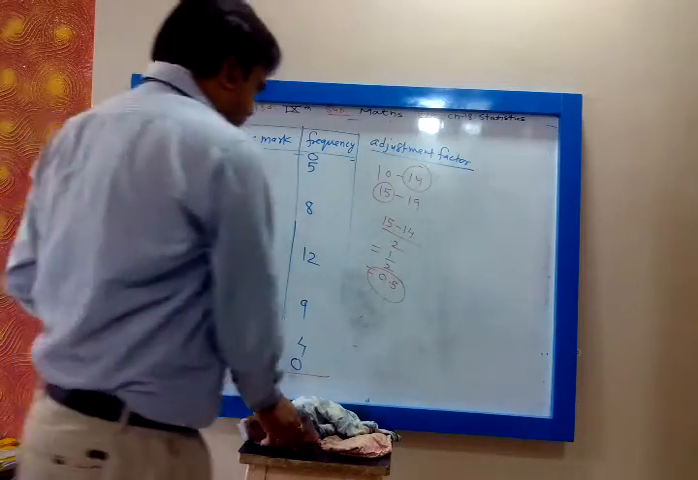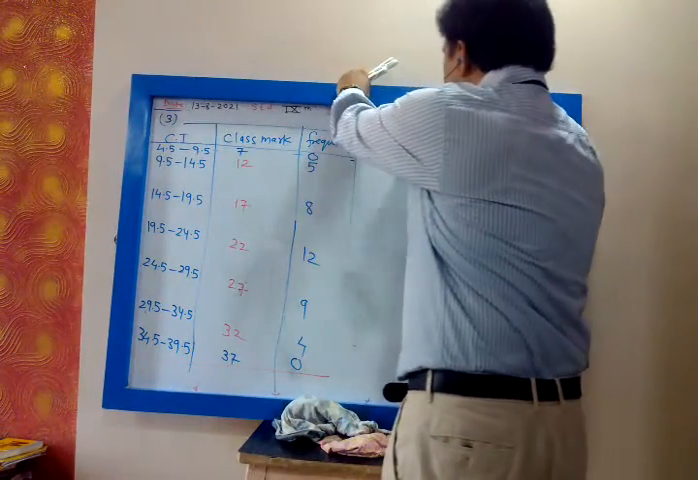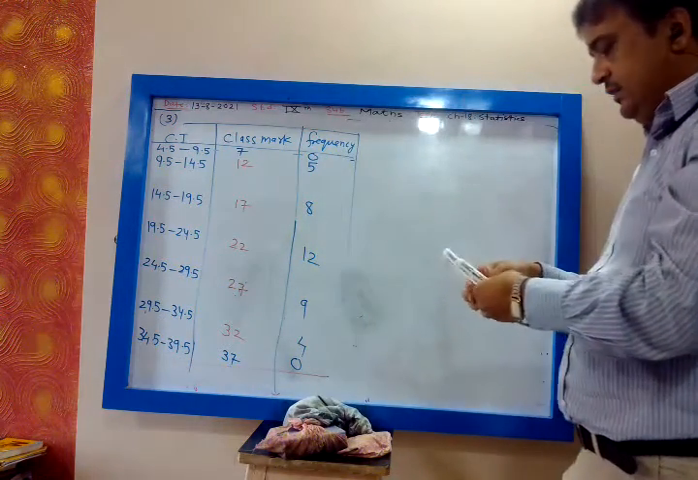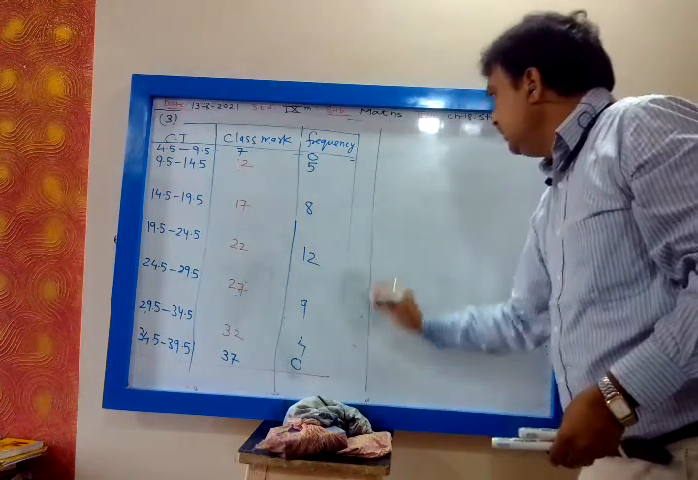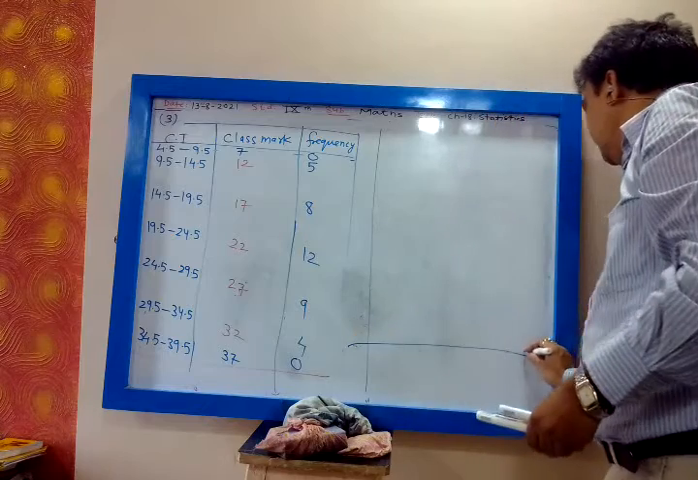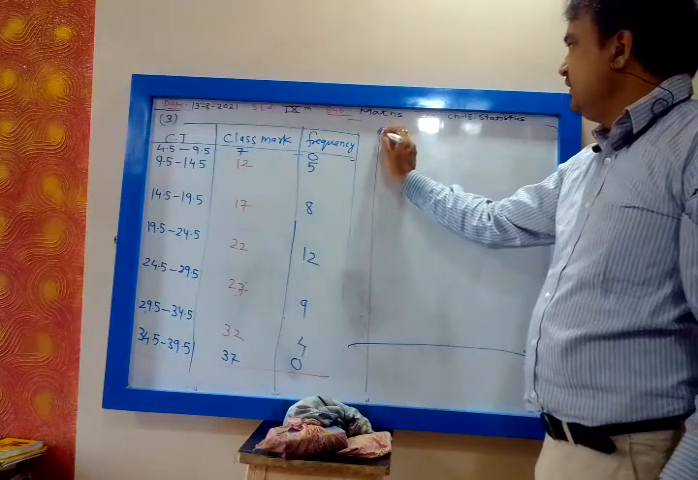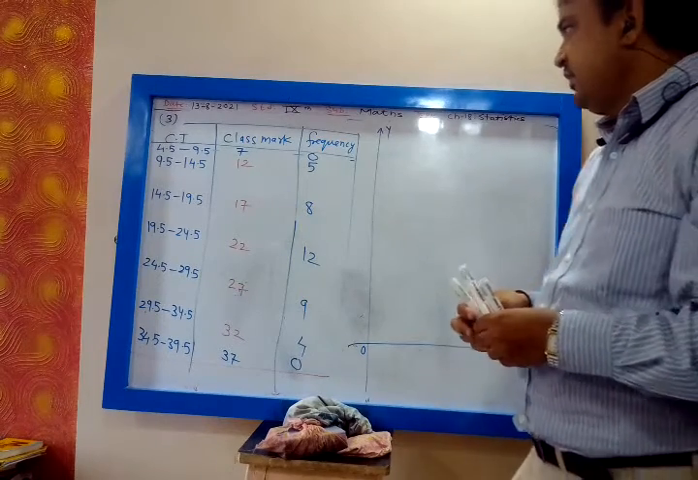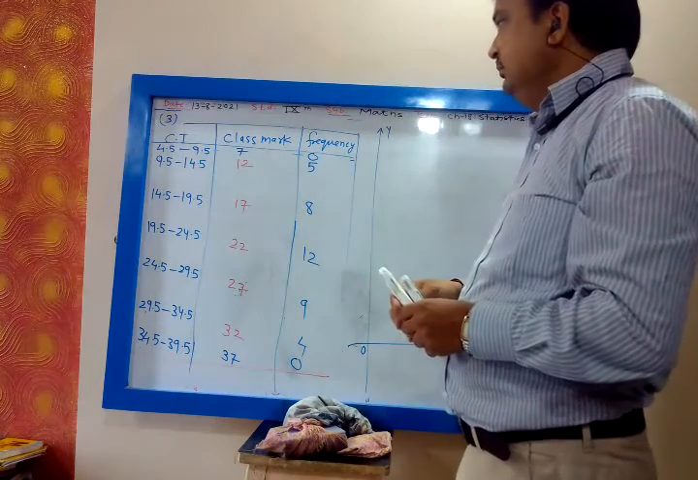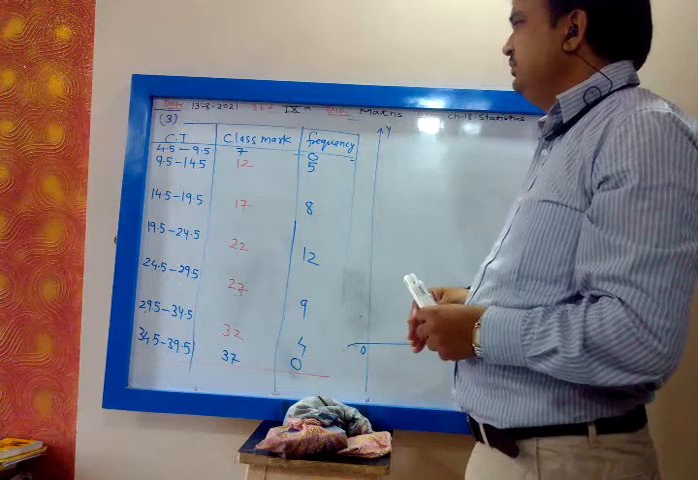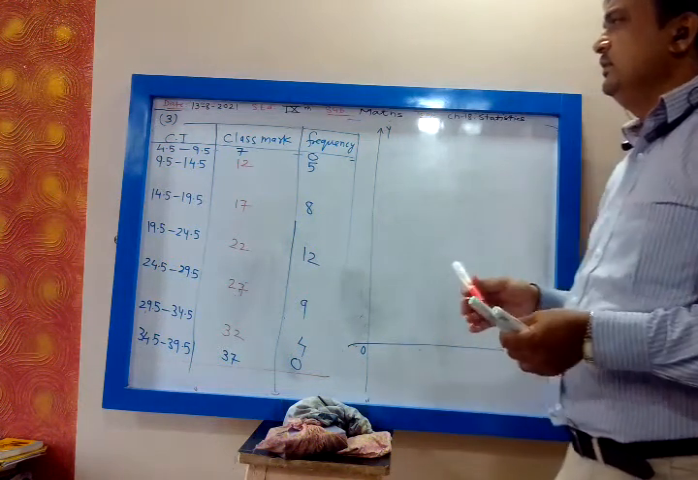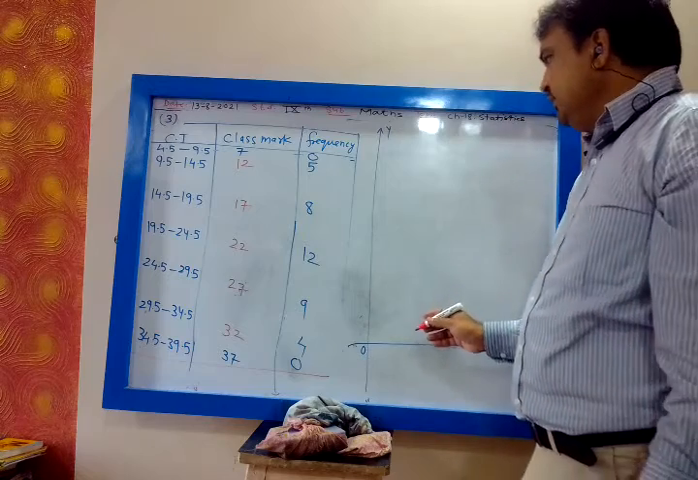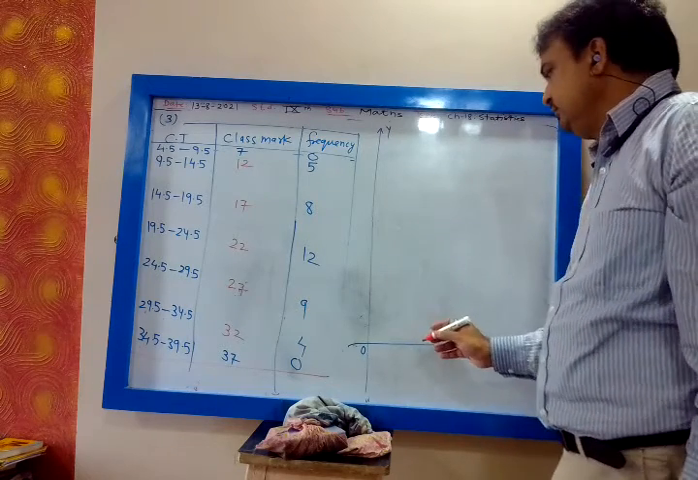So draw this: x-axis and y-axis. Draw it fast. Leave one box. This is my x-axis, y-axis, and this is the origin. You can leave two boxes or one box. 4.5 to 9.5. Yes.